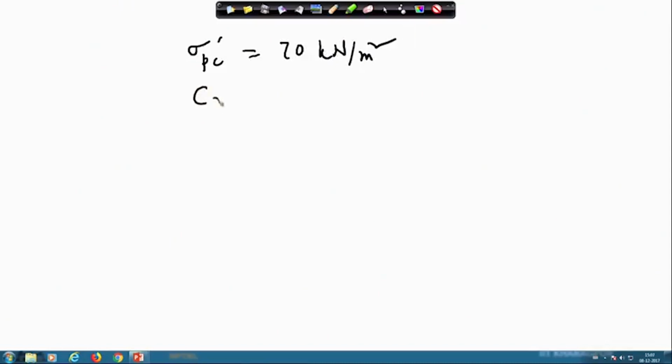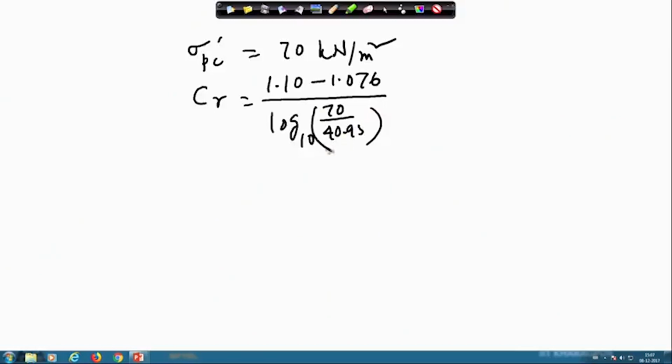And CR can be calculated. You can see two points, pressure is given and void ratio is given. So, delta e is 1.10 minus 1.076, and the corresponding pressures give log 10 base 70 by 40.95. At 70 pressure we have this void ratio, and at 40 pressure this is the void ratio. Because of these two pressures the void ratio changes. So, this is delta e divided by log P2 by P1. This gives you CR, and if you calculate, it comes to 0.103.